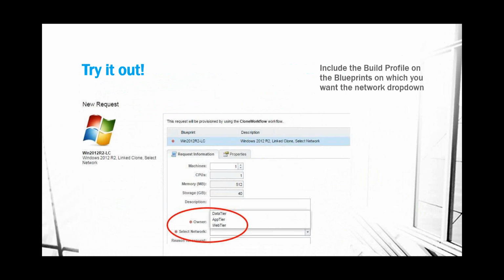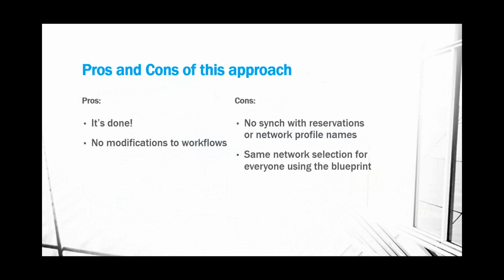Again, the pros and cons of this approach: it's done. We've already made those changes. There are no additional modifications to workflows. It's pretty easy at this point. The downside to it is it's the same network selection for everyone using that blueprint and build profile. If I were to add new networks and add new reservations, including those networks, I still have to modify my property dictionary attributes to include those new network names.